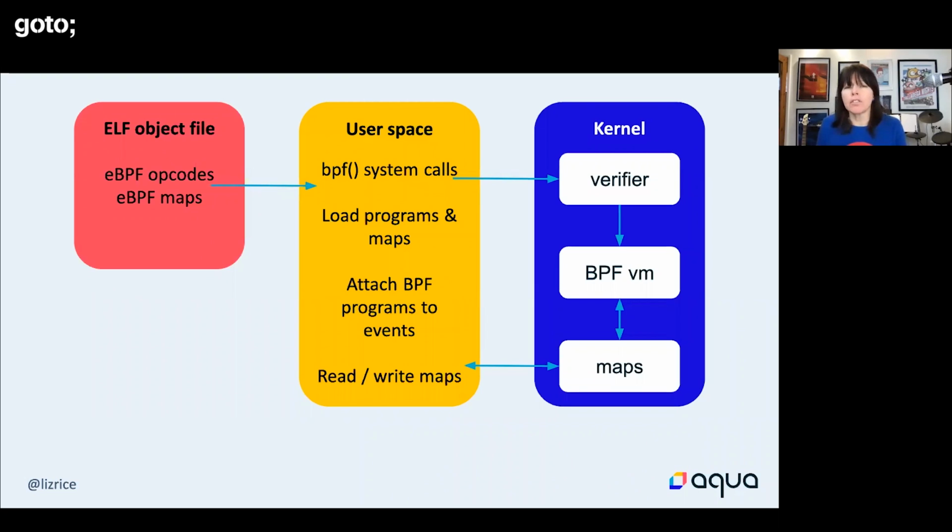We have our user space code that's driving our system calls and has the logic around what programs we want to run and what we want to attach them to. When the user space code calls that BPF program load, it sends the program to the kernel. The kernel will verify it, make sure that it's safe to run, and if it is, it will start running it inside this BPF virtual machine.